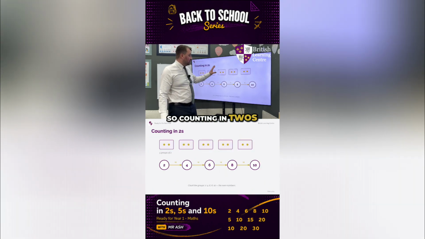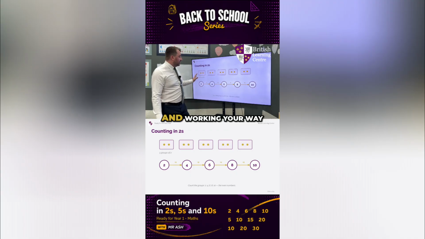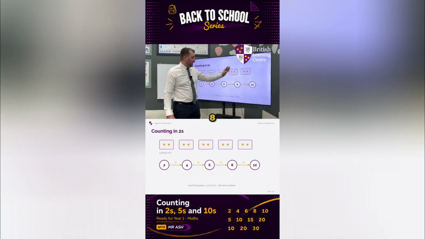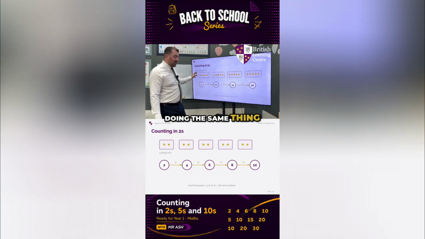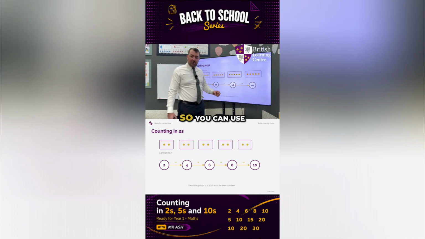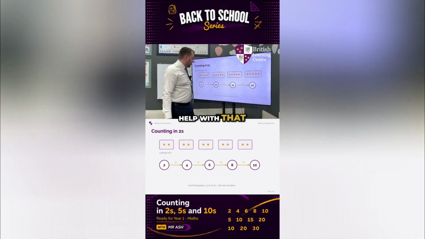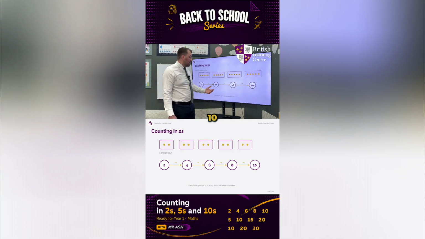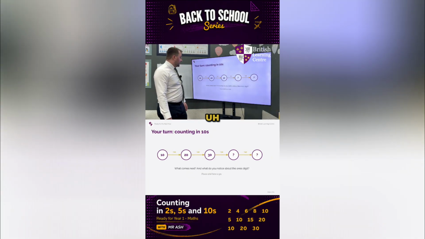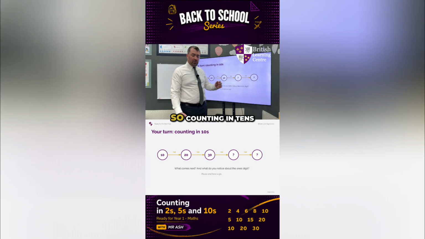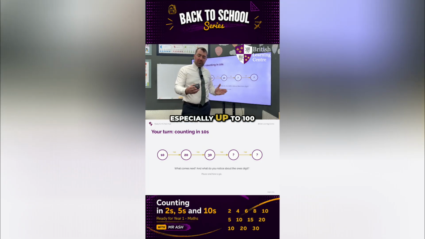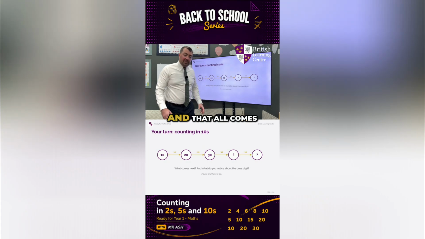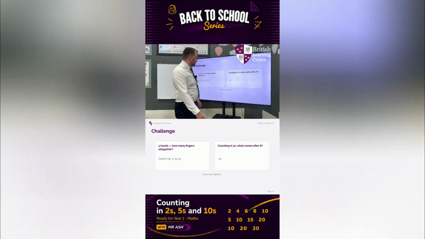So counting in 2s, making things into groups of 2 and working your way through them, 2, 4, 6, 8, 10. Doing the same thing with 5s, okay, so you can use hands at home to help with your practice. So 4 hands is 20, for example, 5, 10, 15, 20. Counting in 10s, especially up to 100, is something that would be starting to get taught and be expected when they're in year 1. And that all comes around our number sense as well.